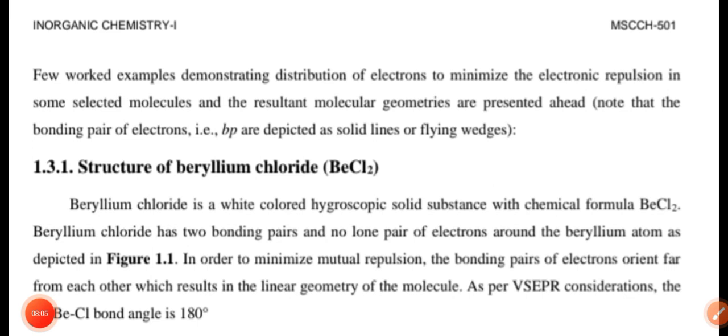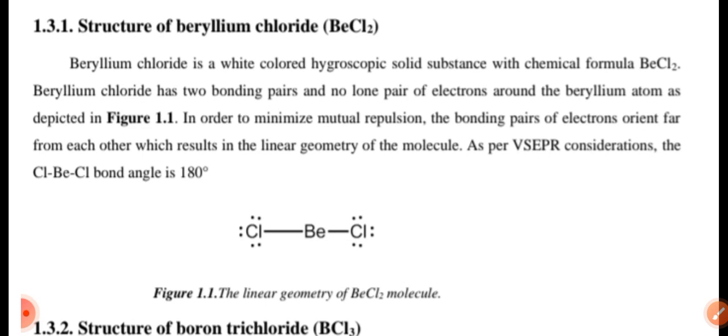A few worked examples demonstrating the distribution of electrons to minimize electronic repulsion in some selected molecules, and the resultant molecular geometry, are presented ahead. Note that the bonding pair of electrons, that is, the bond pair, is depicted as a solid line or flying wedges. 1.3.1 Structure of beryllium chloride.